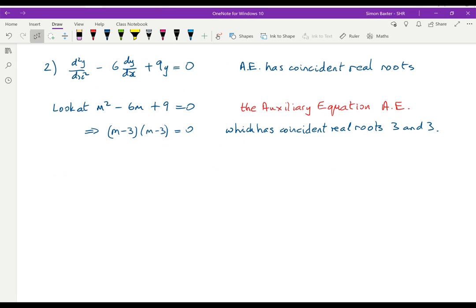This technique does fall down if we have coincident real roots. So here is an example where we've got coincident real roots. I have again formed the auxiliary equation, m squared minus 6m plus 9 is naught. This, if we factorize, is (m - 3) all squared, which has coincident roots 3 and 3. So let's carry on and see how it works.